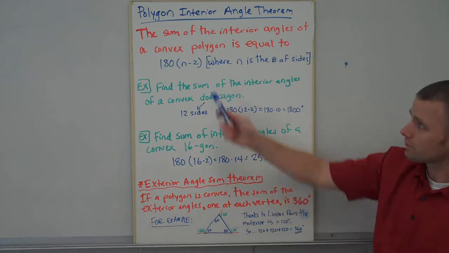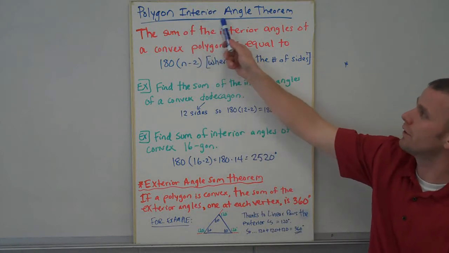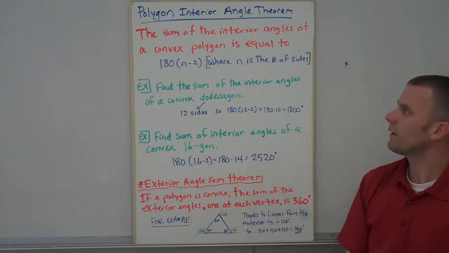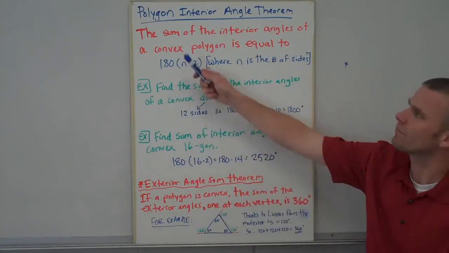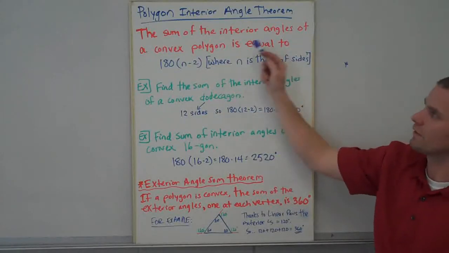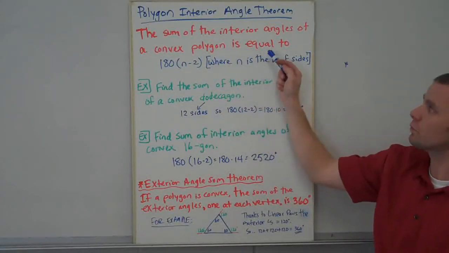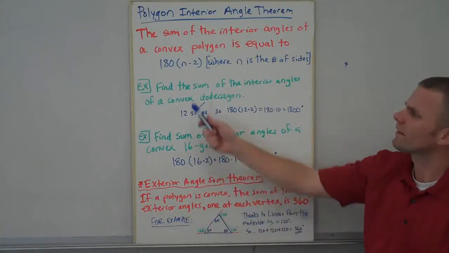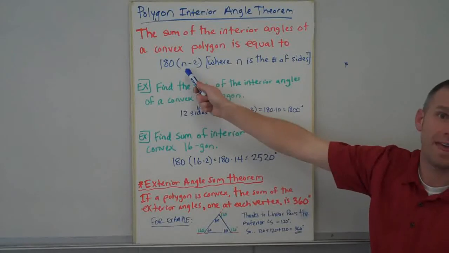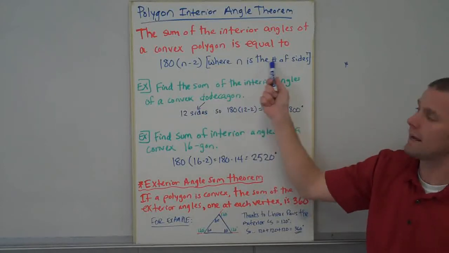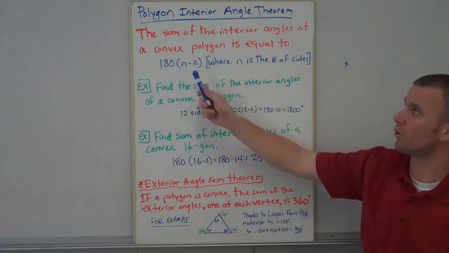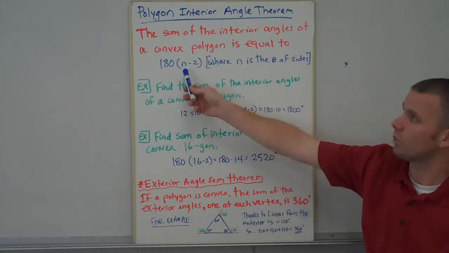one of our theorems, which is the interior angle theorem for polygons. The sum of the interior angles of a convex polygon is equal to 180 times n minus 2. Again, that n is the number of sides of our polygon. So if we're talking about a quadrilateral, we'd have 4. If we're talking about an octagon, we'd have 8.